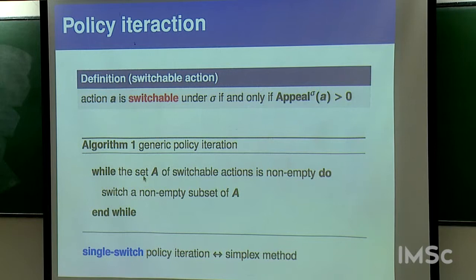Yeah, sorry. So depending on which subset you choose to switch, do you reach different points eventually, or do you always get to the same? I mean, you'll always get the same values at the end, but you could in principle reach different points. Yes, different policies, yeah.